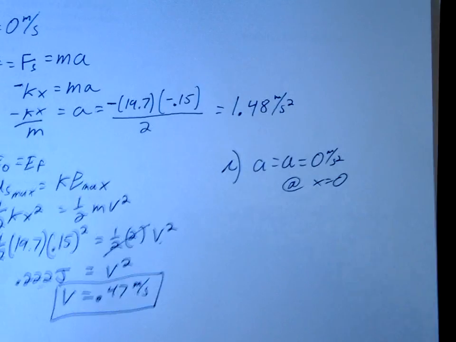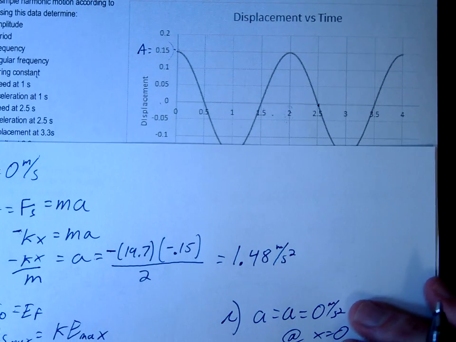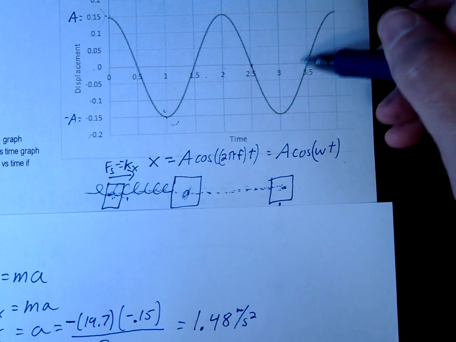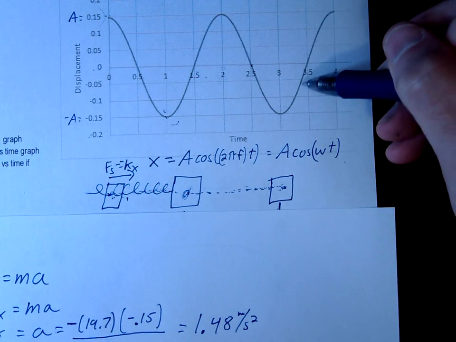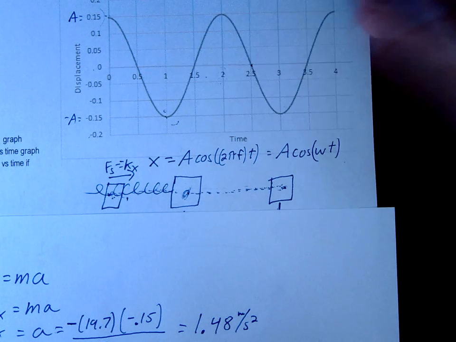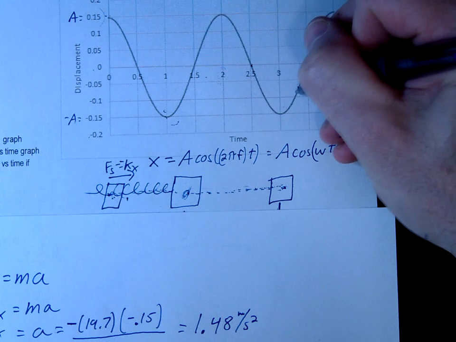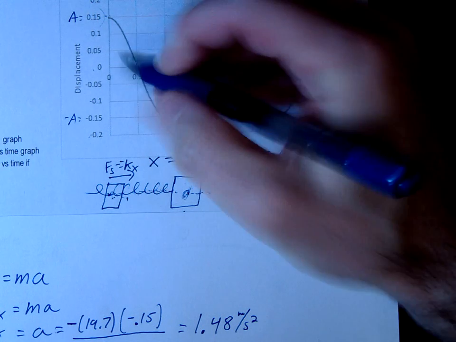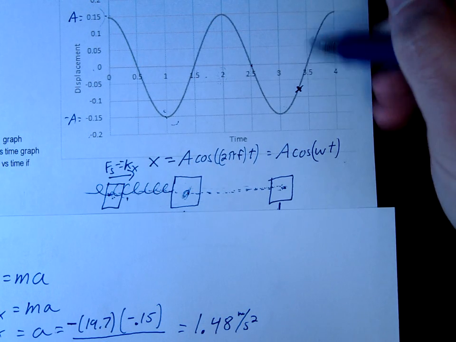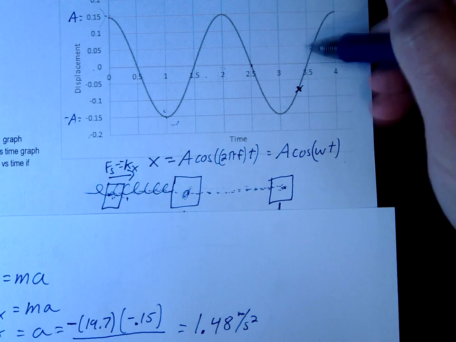Okay, let's look at letter J. Letter J says, what is the displacement at 3.3? So we're going to look at 3.3 here. Now you could estimate with your graph, and I would recommend doing that just to get a ballpark. So at 3.3 seconds, we're looking for our displacement. It's going to be about right here-ish. So, I don't know, 0.08 is probably my estimate. But you are going to have to calculate this out. I do want you to calculate this to get an exact number.